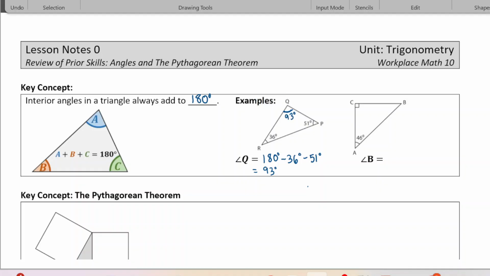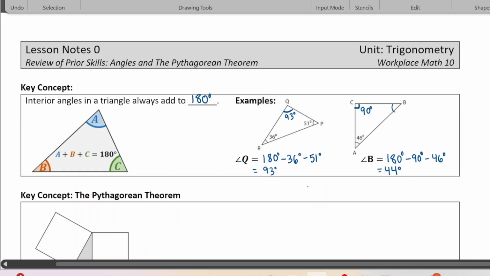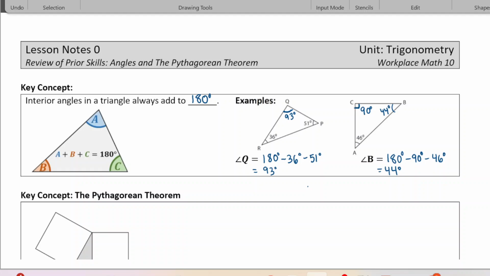Okay, same thing here in this right triangle. Just a quick note, if you see a square in a right triangle, that means that angle is measured to be exactly 90 degrees. So in this one, we'd have 180 minus 90, which gives 90, minus 46, which is 44. That means angle B here, the missing angle, is 44 degrees.